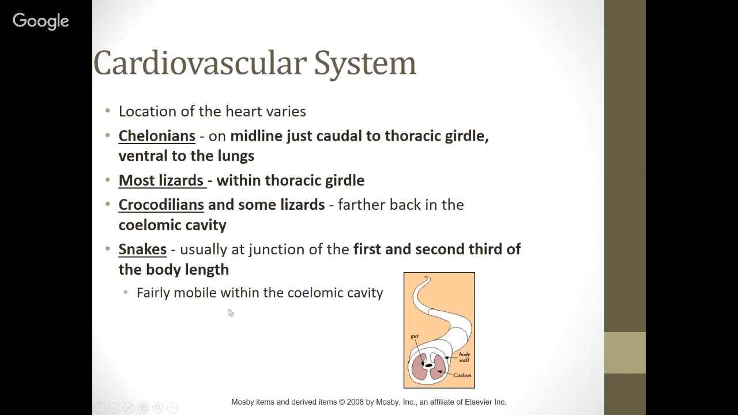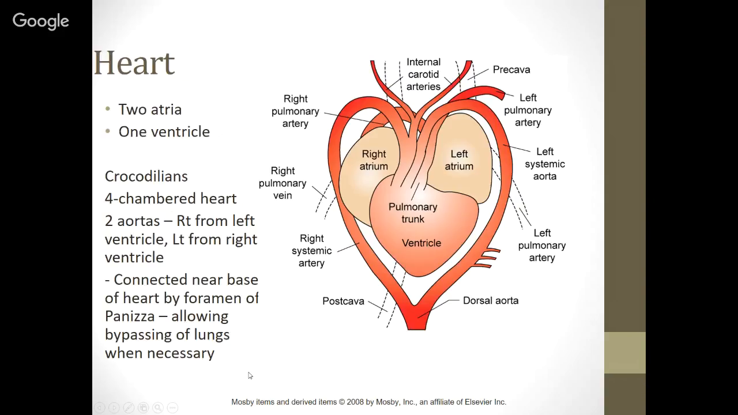It's actually fairly mobile within the coelomic cavity, and it will adjust its space within that coelomic cavity depending on what's going on with the digestive tract. The heart, there are 2 atria and 1 ventricle.